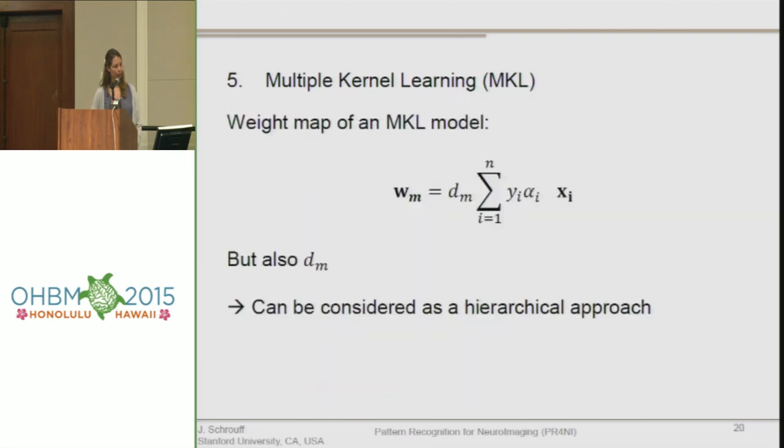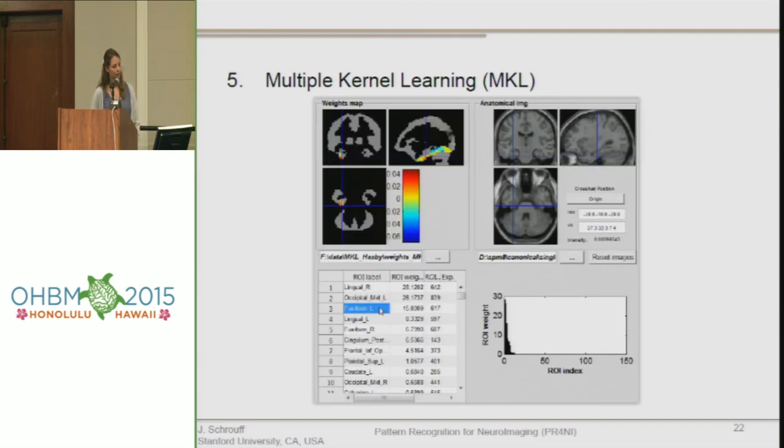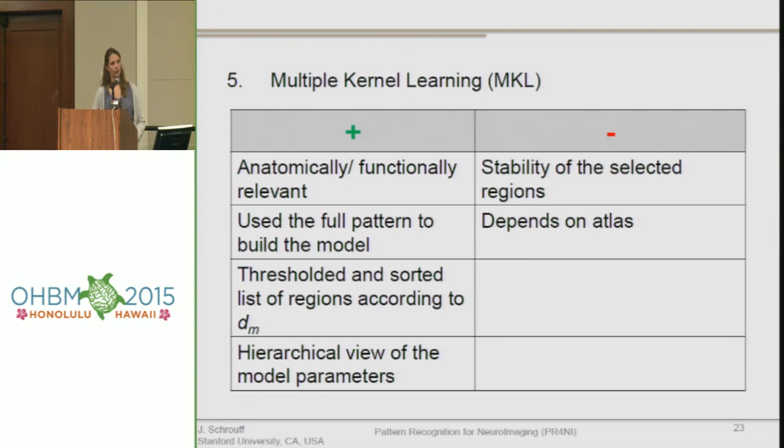But as we do have those contributions, we can still build the w_m, so we can still have a look at the weights in each of those regions. We can look at whether they are relatively homogeneous or not. All in all, this can be seen as a relatively hierarchical model because you have weights at the region and then at the voxel level. What is good about this technique is that you're using an atlas, so it is anatomically or functionally relevant depending on the atlas you're choosing. You use the full pattern to build the model, so you're not losing any multivariate power. You obtain a thresholded result in the sense that there are perfectly null contributions in the list of regions that you obtain in the end, and it gives a hierarchical view of the model parameters.